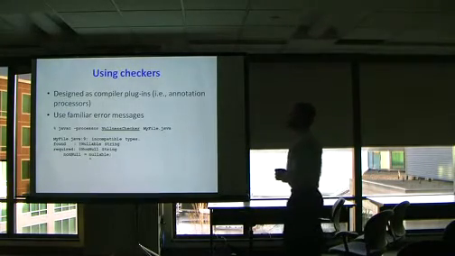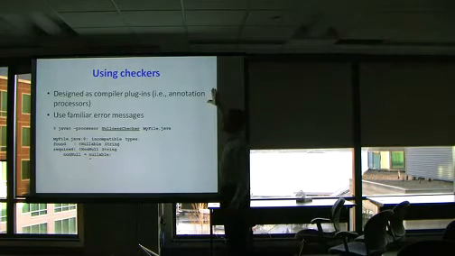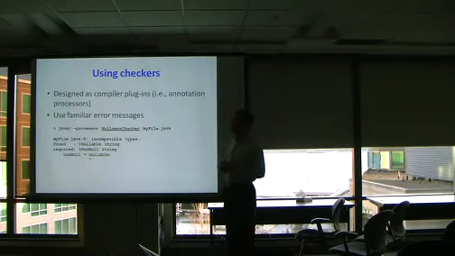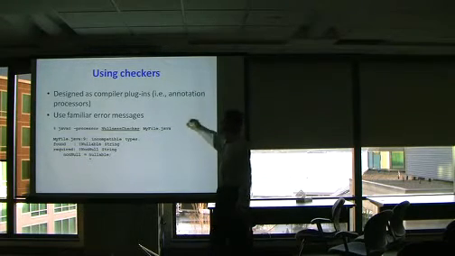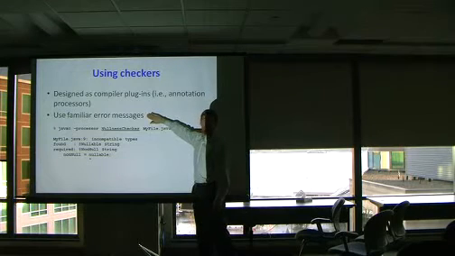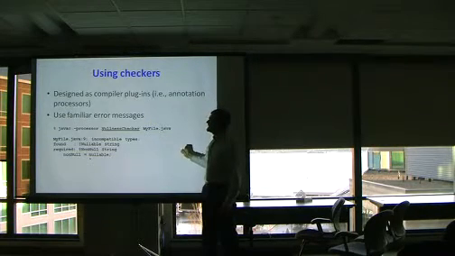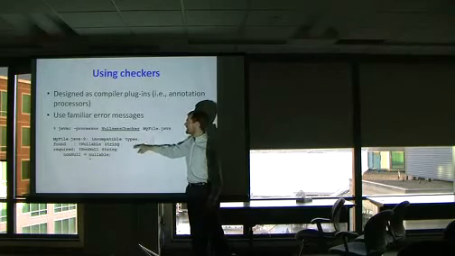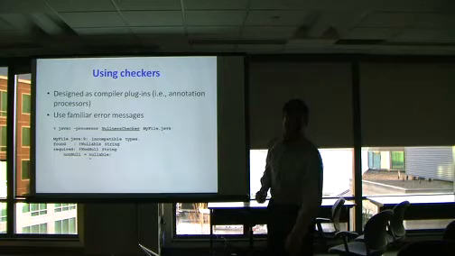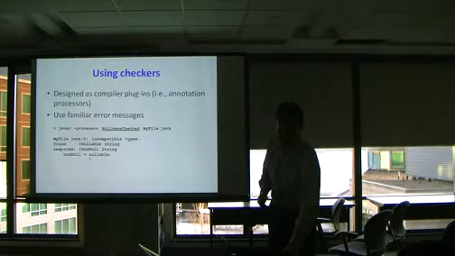So how do you use a checker? As I said, it's just a compiler plugin. There's already a system called annotation processors for doing these plugins. And they use exactly the same mechanism that the Java compiler does to issue errors. So after you've given this, you get error messages of this form, which is identical to what ordinary ones do, because it's using exactly the same interface.